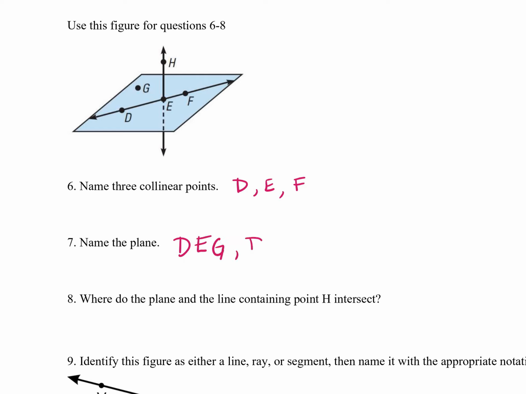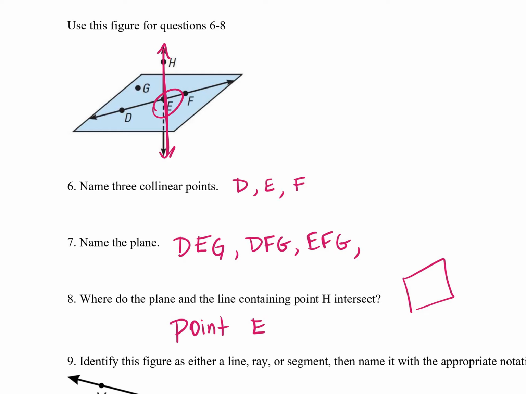You could call it DFG. You could call it EFG. Yeah, looks like those are probably the only choices, as long as G's in there. Where do the plane and the line containing point H intersect? So this is H, it goes right through the plane at point E. So that is point E. Okay, so also remember 2 planes intersect. If you have 2 planes intersecting, I don't know if I can draw that.